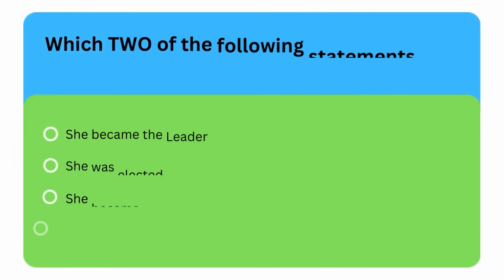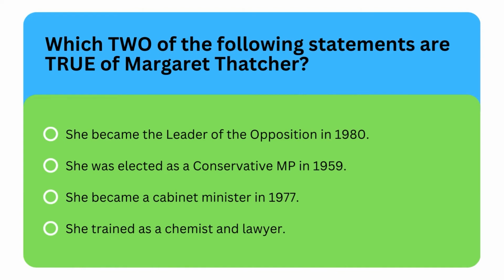Next question is, which two of the following statements are true of Margaret Thatcher? Options are she became the leader of the opposition in 1980, she was elected as a Conservative MP in 1959, she became a cabinet minister in 1977, or she trained as a chemist and lawyer. So the two true statements are she was elected as a Conservative MP in 1959 and she trained as a chemist and lawyer.